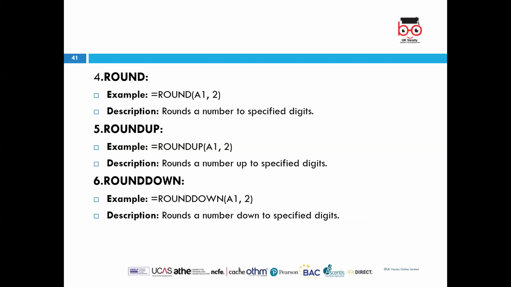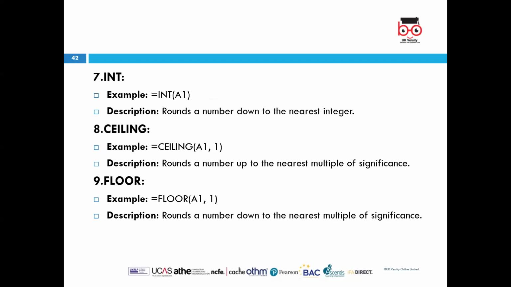With ROUND, we're now going to round a number to a specific digit. ROUNDUP, we now round a number up to a specific digit. And ROUNDDOWN, we're going to round the number down to a specific digit. With INT, I'm going to round the number down to the nearest integer.